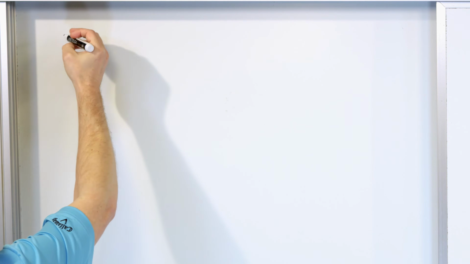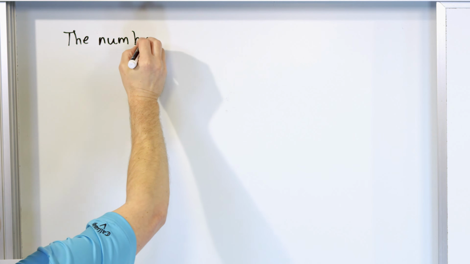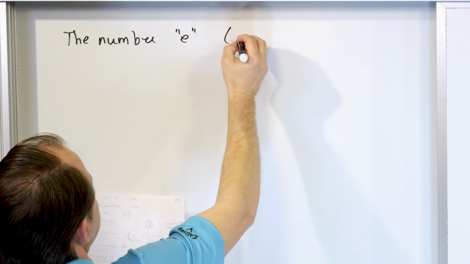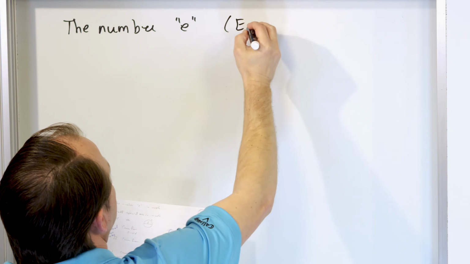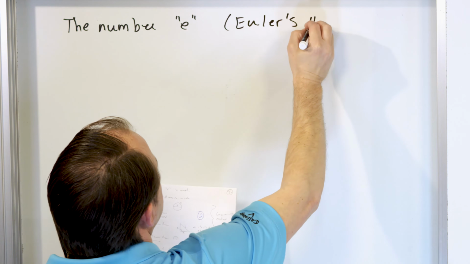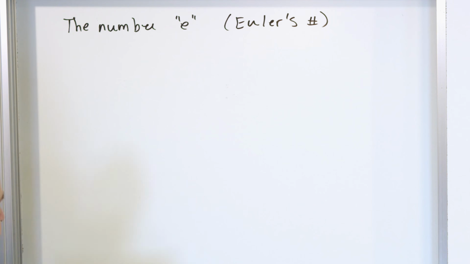So this number is called the number e. And the person it's named after is a mathematician. Last name is, it looks like the last name is Euler, but actually it's pronounced Euler. So his name is Euler. This is Euler's number, okay?